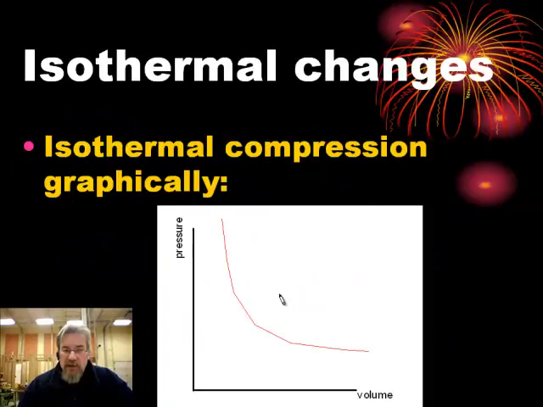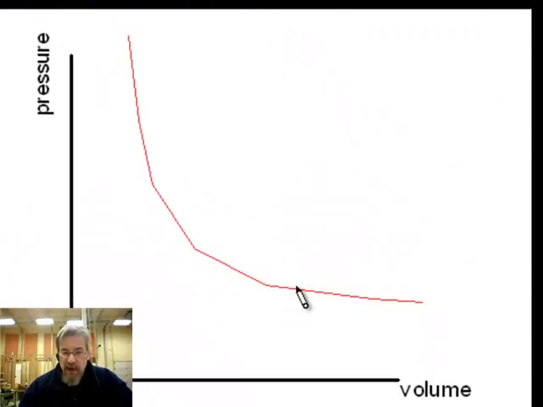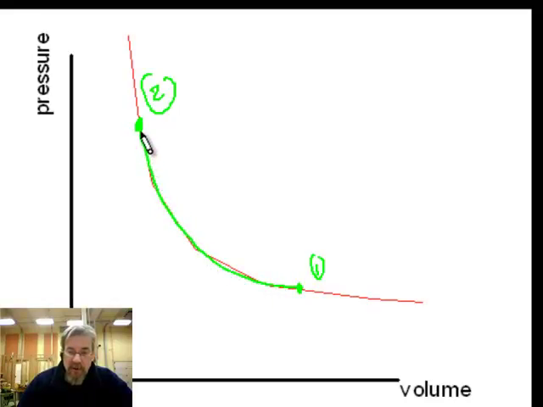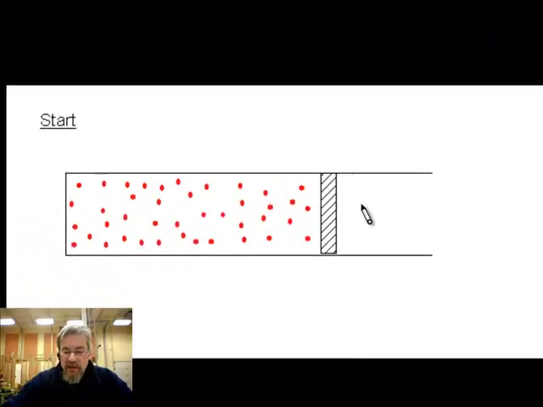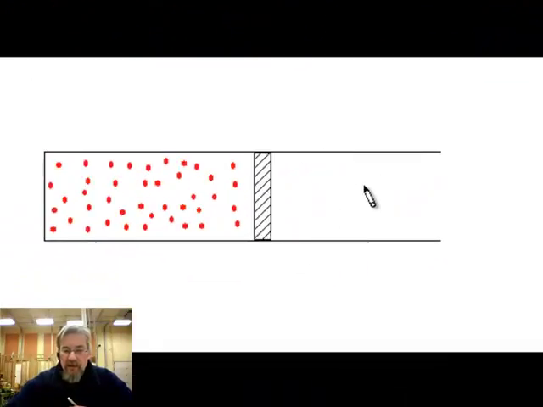Well, we can imagine isothermal compression as just the reverse process. Say we're starting here and we're going up to here. We're making a smaller volume, but we're doing it isothermally. So we're following this line, going from a bigger volume to a smaller volume, not letting the temperature change. Physically, this is what that might look like.